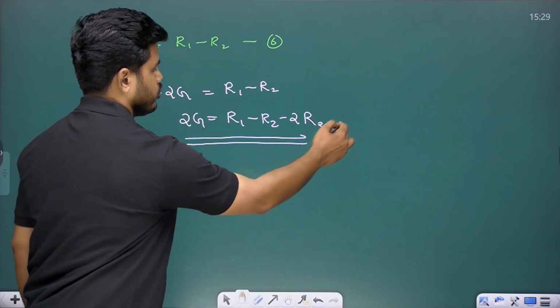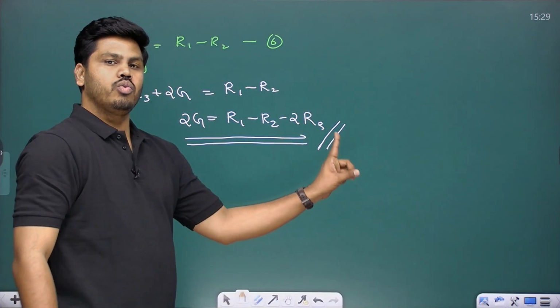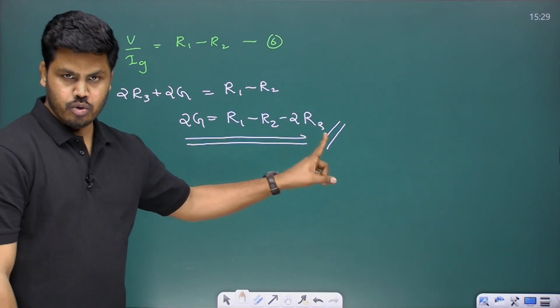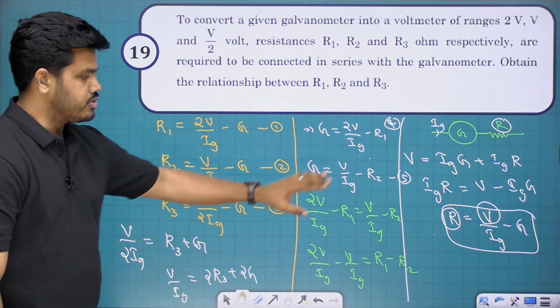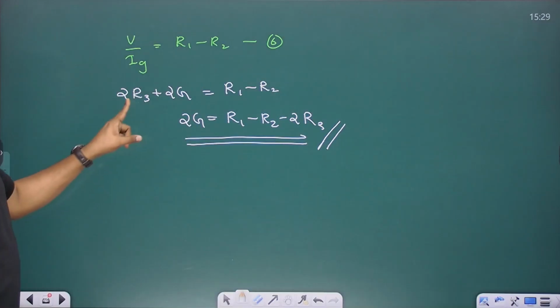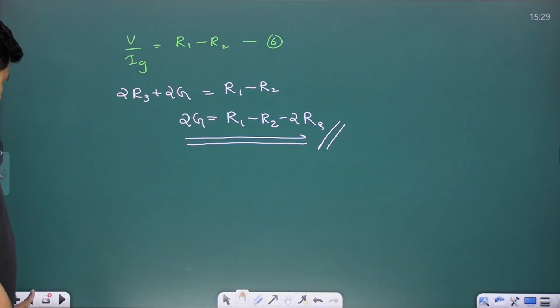Okay. So you are asked to find out how you can relate R1, R2 and R3. So R1 minus R2 minus 2R3 is going to be 2G. That is the relation we got. From the three equations, we somehow connected R1, R2 and R3. Okay. Moving on to the next.